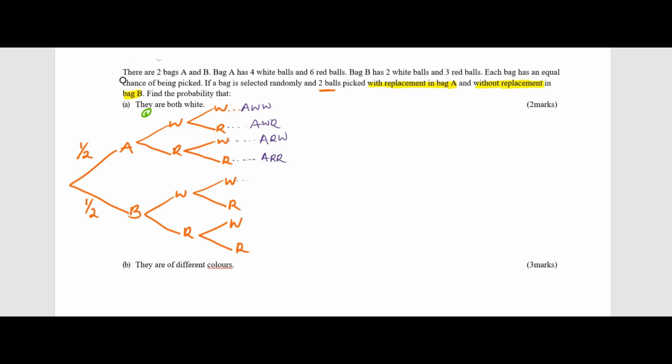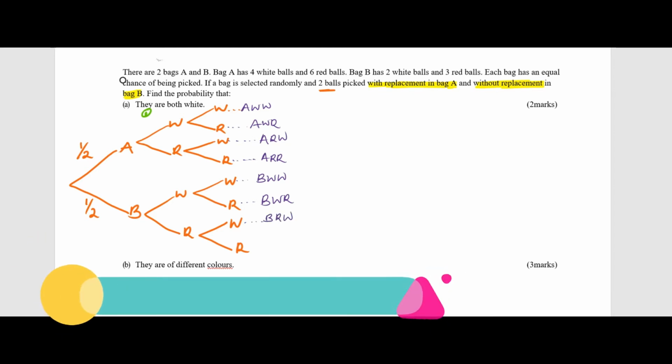Then there is this in bag B: white, white. There is B, white, red. There is B, red, white. Then there is bag B, red, red. That one is very important. Let's go now to filling the probabilities.